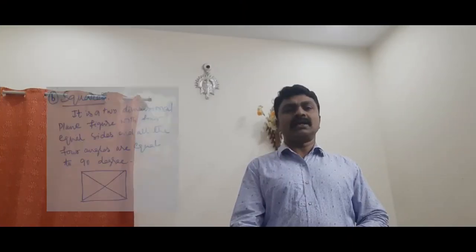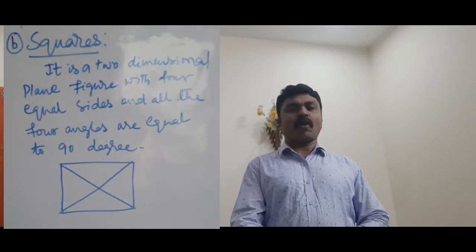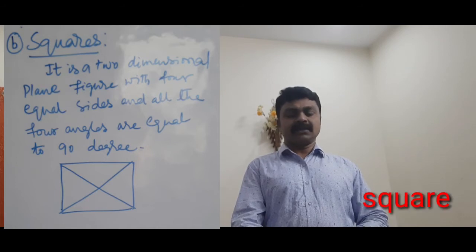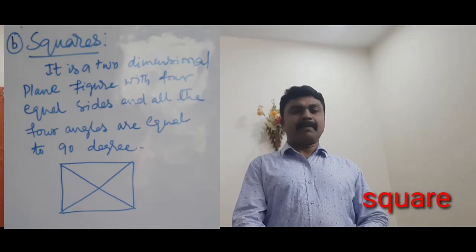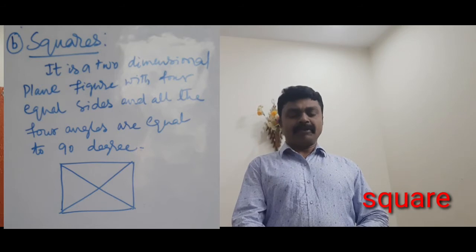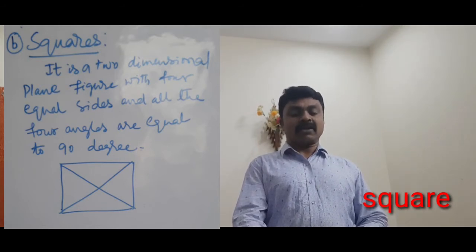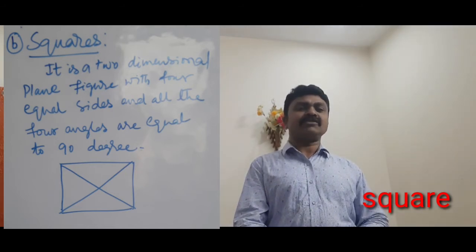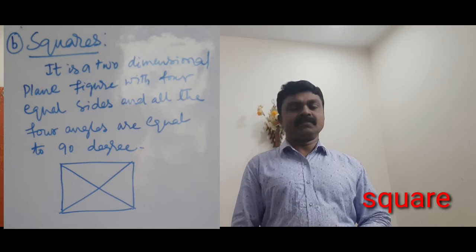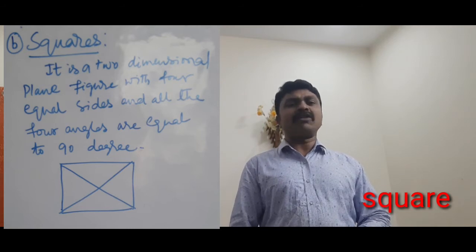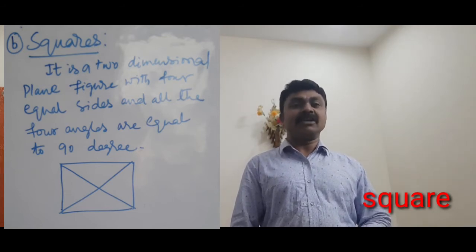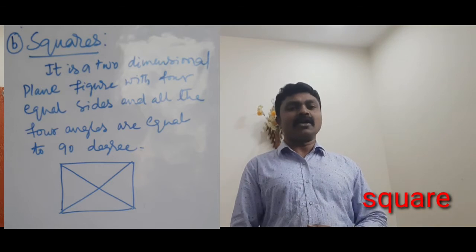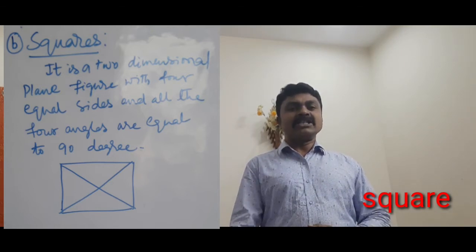The second one is the square. It is a 2-dimensional plane figure with 4 equal sides, and all 4 angles are equal to 90 degrees. It also contains 4 equal lines. We can call it a square.